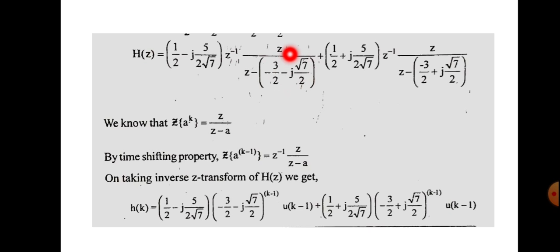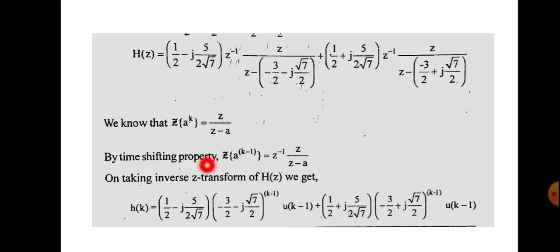You know the inverse transform of z by z minus a is equal to a raised to k, that is shown here. That is, a raised to k has the z transform z by z minus a, but here there is another term, z inverse. What does it indicate? It means that if there is any shift, it is indicated by z inverse.